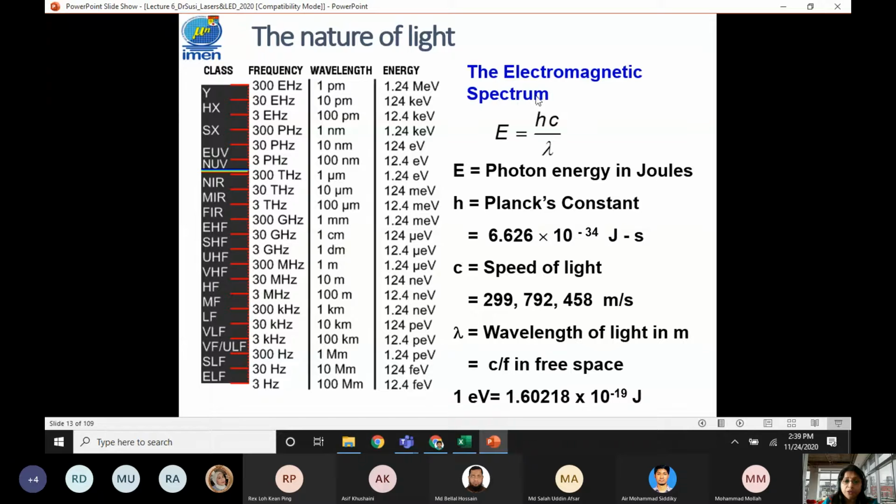Okay, and you can convert the photon energy E, which is given in joules, to the wavelength lambda. So this energy E can be converted to the wavelength, and you can also get the frequency of the particular spectrum. Okay, so this is given by E equals hc over lambda.